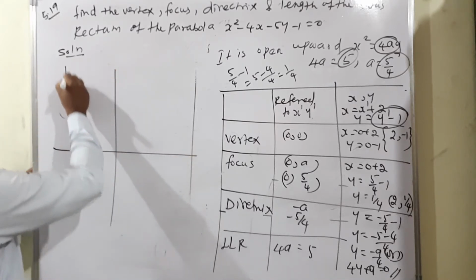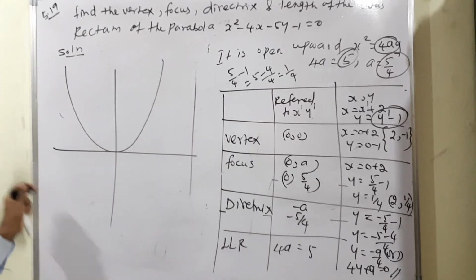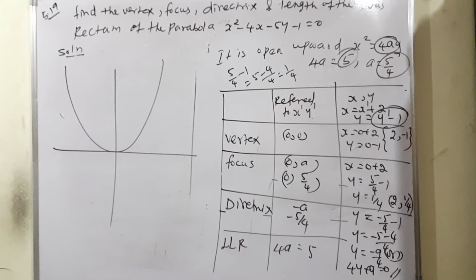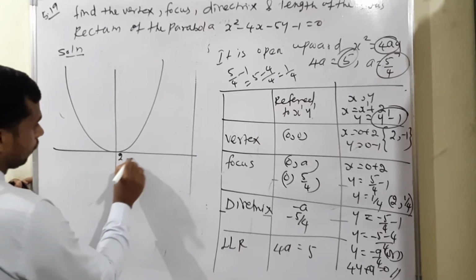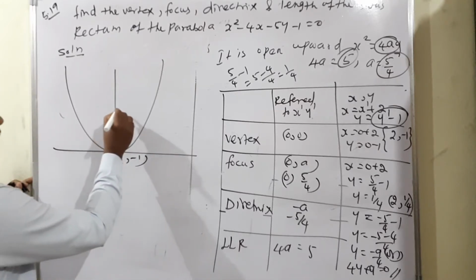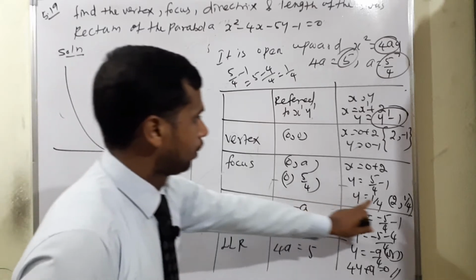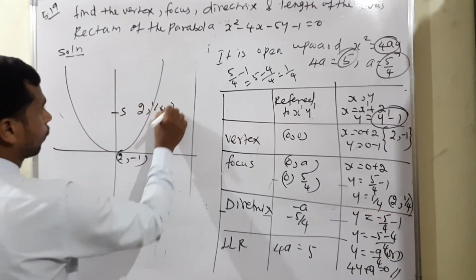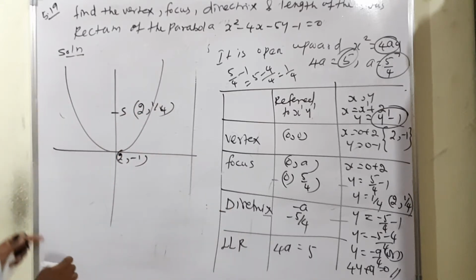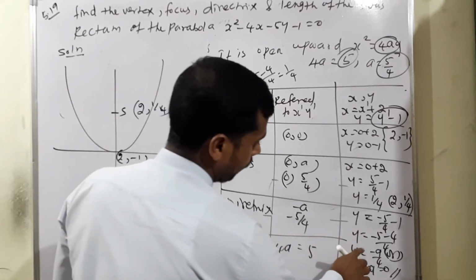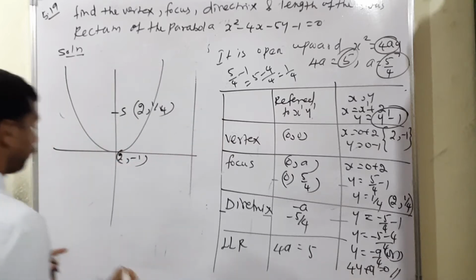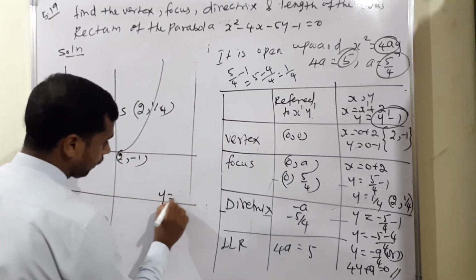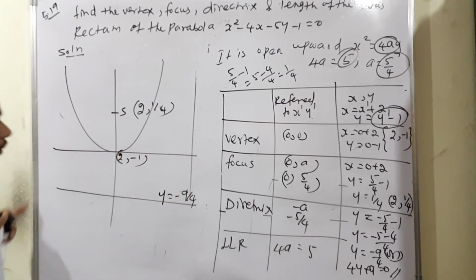So open upward, isn't it? So open upward means, look at there. The vertex of the point is actually 0 comma minus 1, sorry, 2 comma minus 1. This is the vertex 2 comma minus 1. Focus S means what is the value? 2 comma 1 by 4. Then the directrix. So directrix, already we know y is equal to, what is the value? Negative 9 by 4. This is called the negative side, no? Therefore we can write y is equal to negative 9 by 4.